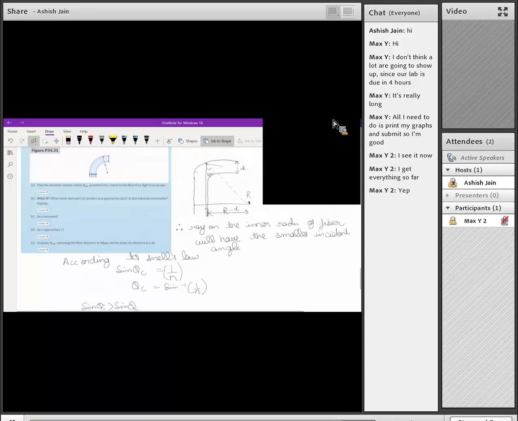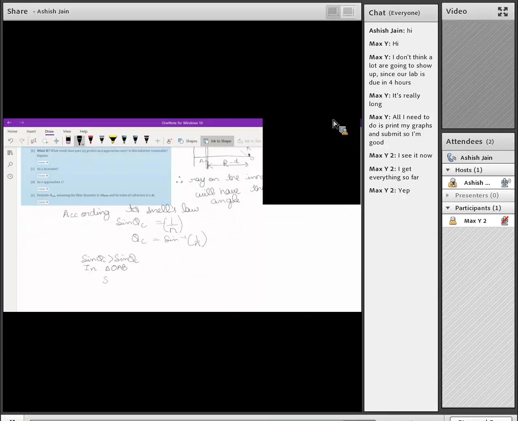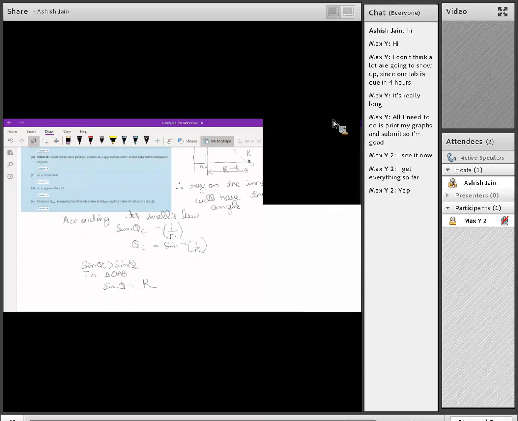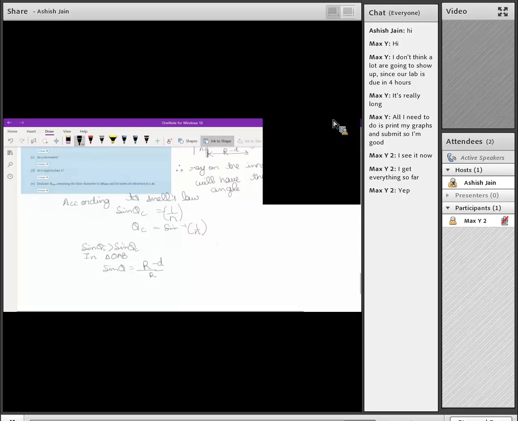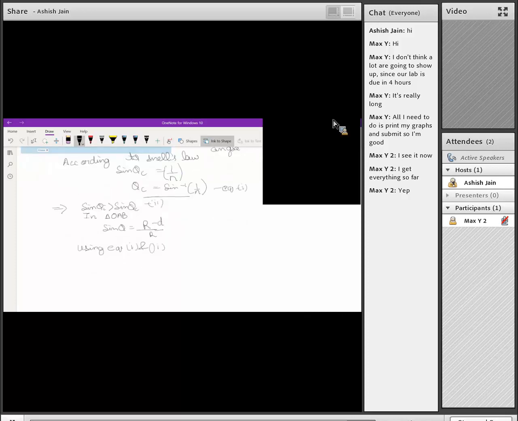Then sine theta I, in this diagram let's call it triangle OAB, sine theta I is R minus D by R. Okay, so using equation 1 and 2, R minus D by R, or let's call it R min, should be greater than 1 by n.